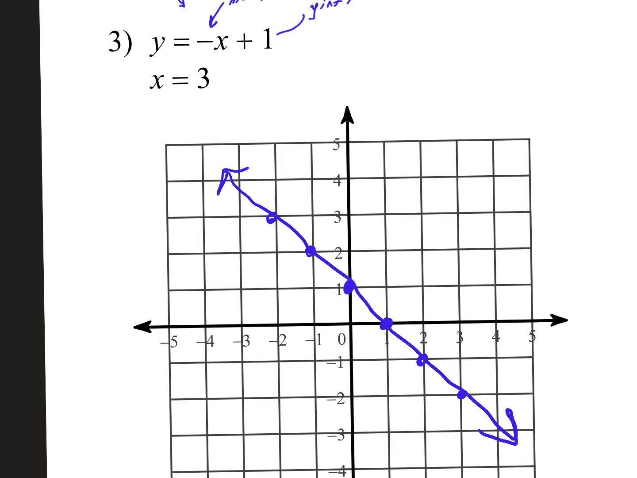This second thing says x equals 3. Well, there's not a y or anything. How do I graph x equals 3? Where is x equals 3? On the x-axis or the y?